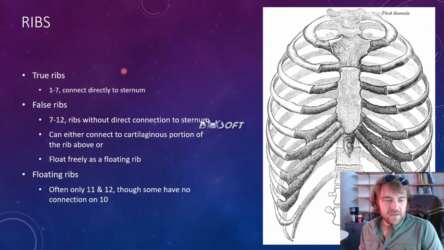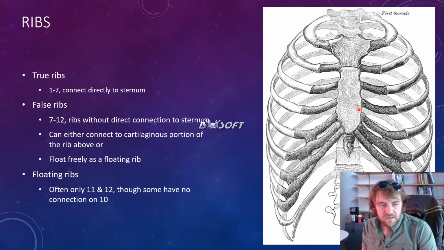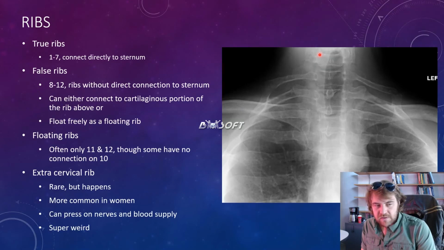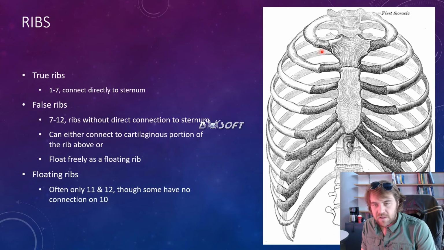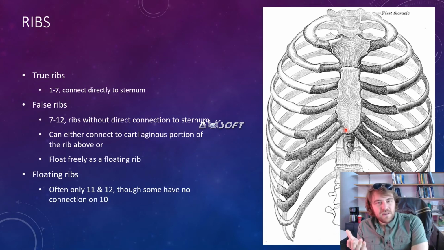All right. So here you can see that you've got these true ribs, 1 through 7. Did I not correct? Darn it. Okay. So 1 through 7 are true ribs: 1, 2, 3, 4, 5, 6, and 7. Remember, 7 is the one that connects to the actual sternum, the gladiolus of the sternum. So 1 through 7 are going to connect directly to the sternum. Those are known as true ribs.